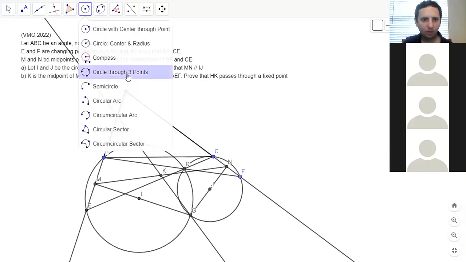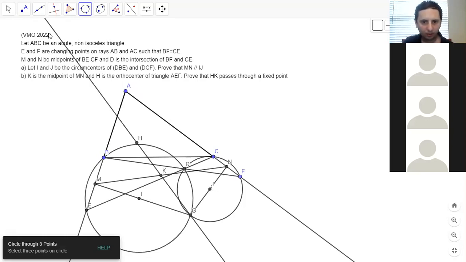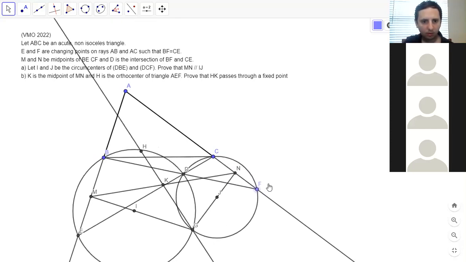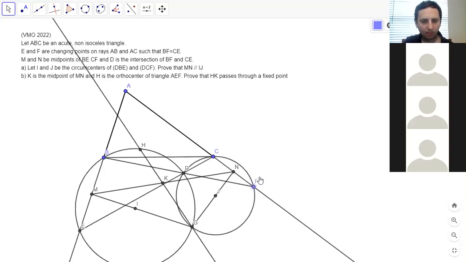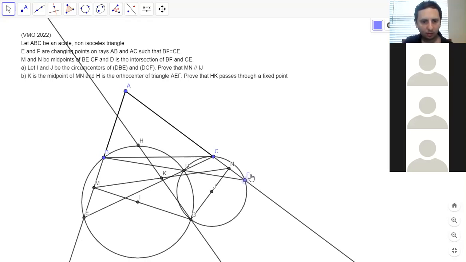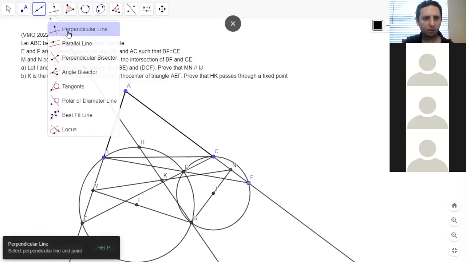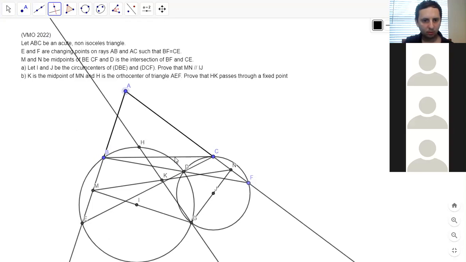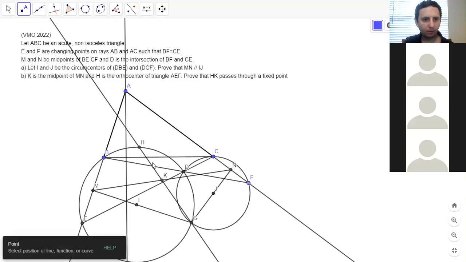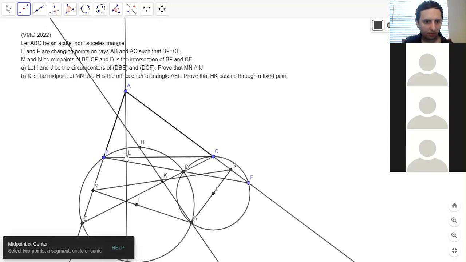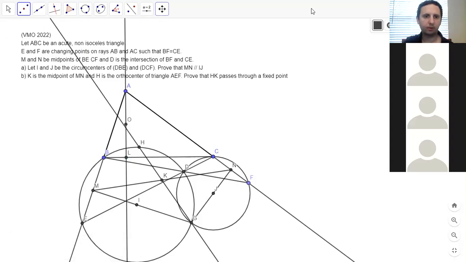So you should move F. Can you move F? Yeah. Well, G is not fixed. Is it the midpoint of the altitude from A to BC? Can you check? Okay, so let's see. We want to see if that's the midpoint. No, it's not.